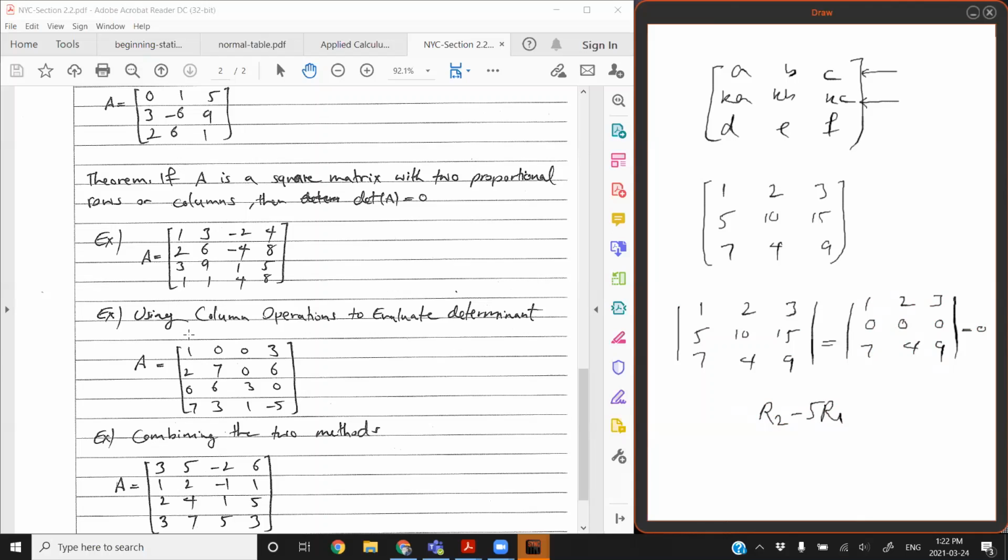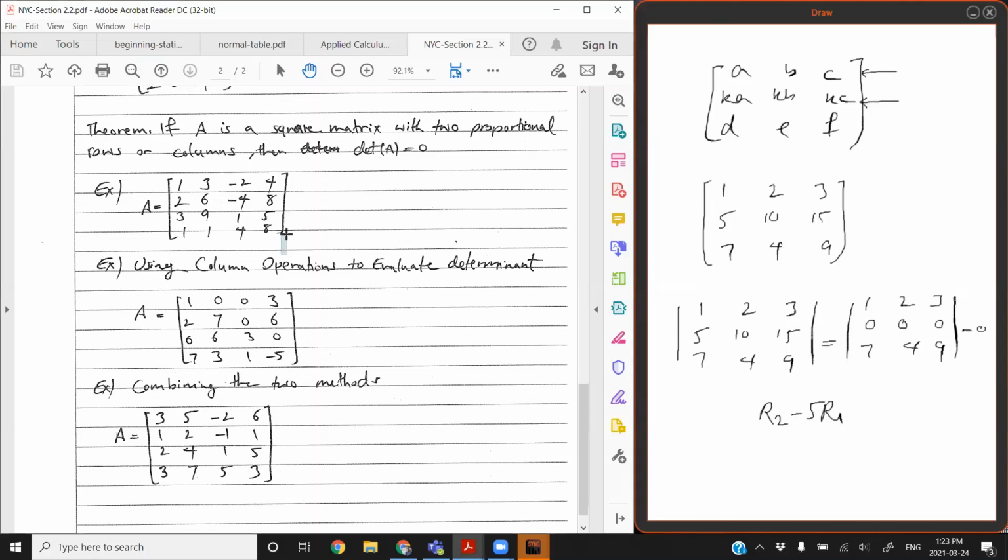And sometimes you can just look at that and by inspection tell that the determinant is 0. So for example, when you look at this one, you may notice that row 2 is 2 times row 1. 2 times 1, 2, 2 times 3, 6, 2 times negative 2, negative 4, 2 times 4, 8. So here we have two proportional rows. It doesn't have to be the first and second. It could be any two proportional rows. It could be, for example, row 1 and row 4. As long as they're proportional, it's very easy to prove that the determinant is 0. Any questions?